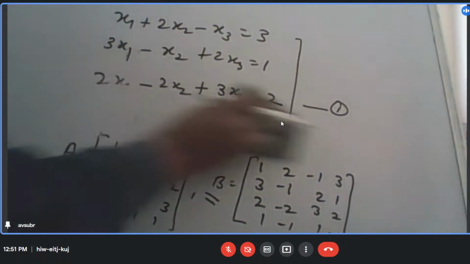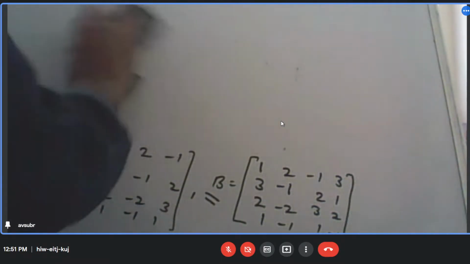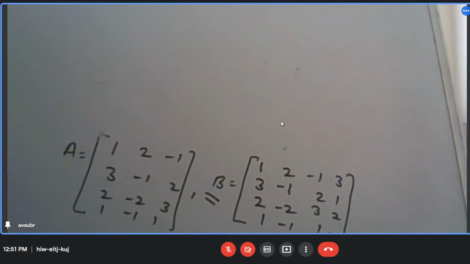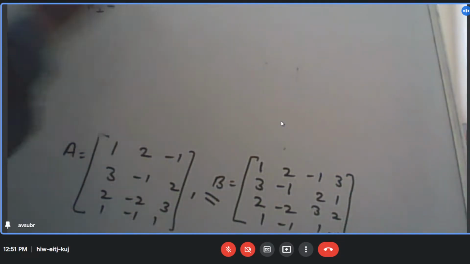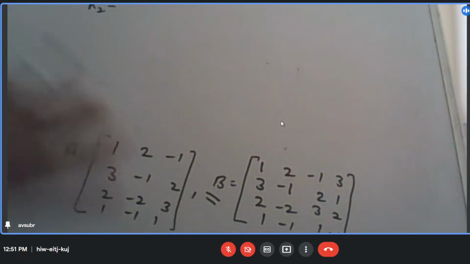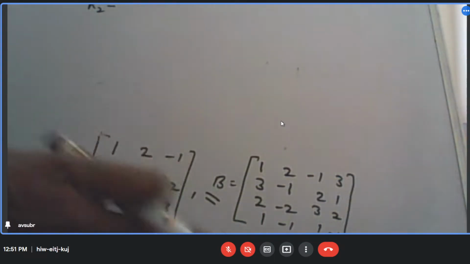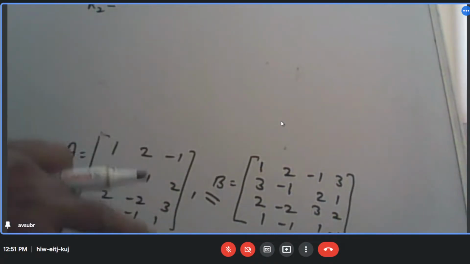So let us apply the elementary row operations on B. So first of all, let me apply R2 minus. What we have to check is whether this system of equations is consistent or not. We have to check the consistency of the system. I forgot to mention, this is our aim.